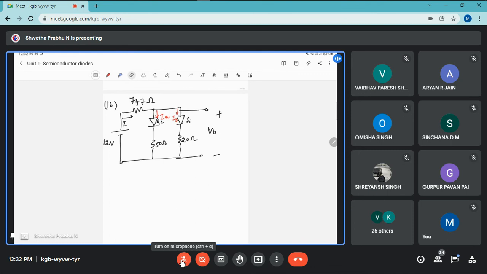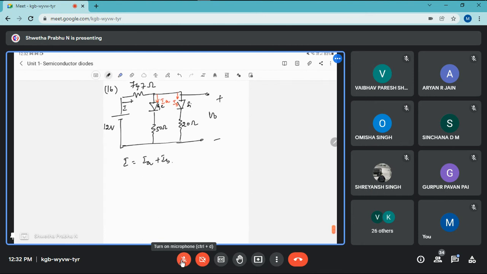Okay, we shall proceed. Now, your job is to find the loop currents. The main current I gets divided as, say, IA and IB. Loop 1, apply KVL.